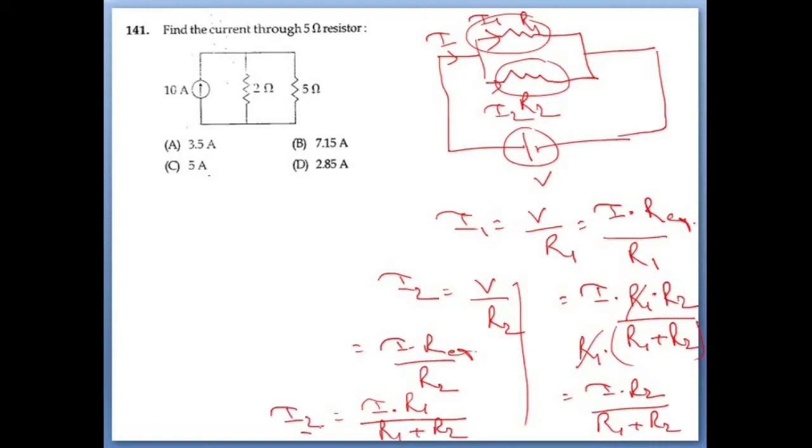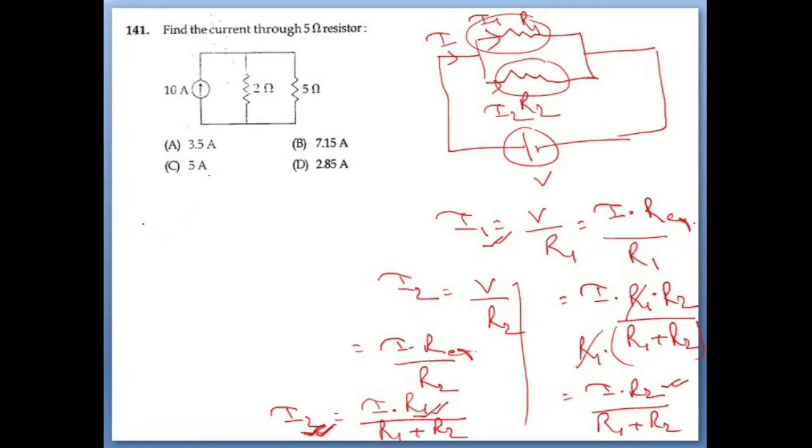Here one thing you can see, if we are calculating I2, here it will come I into R1. If we are calculating I1, here it will come I into R2. Means if you are calculating the current of one branch, you have to multiply with the resistance of other branch.